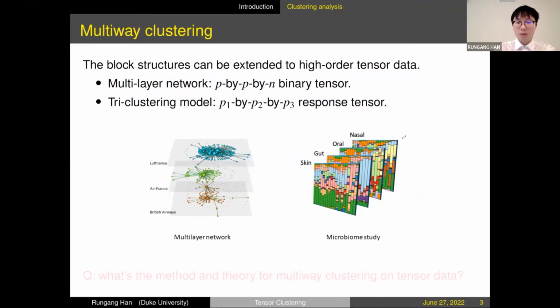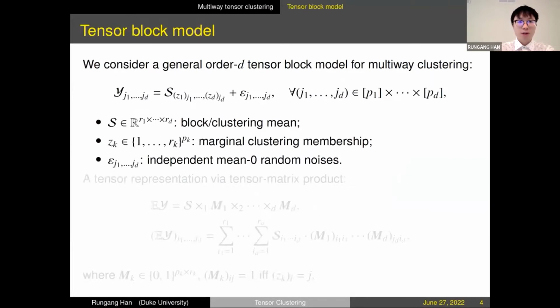So for all these kinds of models and data, our question is, what method should we apply and what theory can we obtain for this kind of multi-way clustering when we have tensor data? In this talk, I will first introduce the general tensor block model. We will assume that we observe tensor data Y, which is an order D tensor with dimension P1 up to PD, and that it has two critical components.